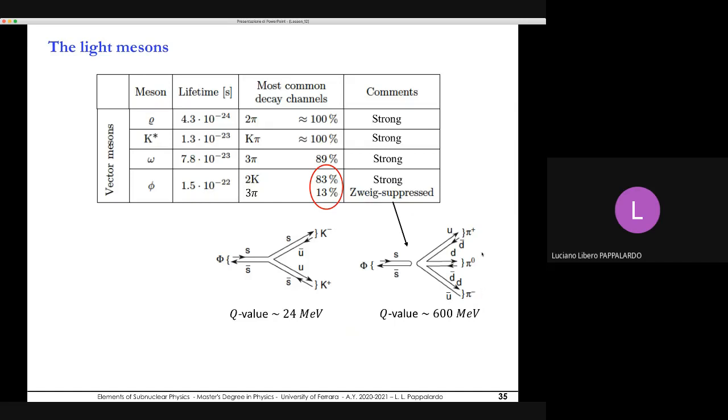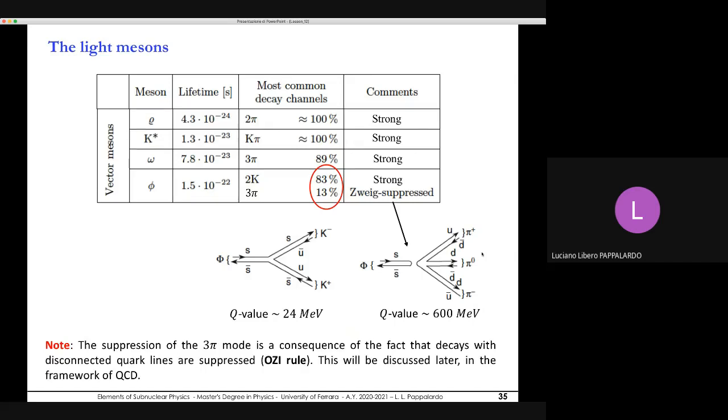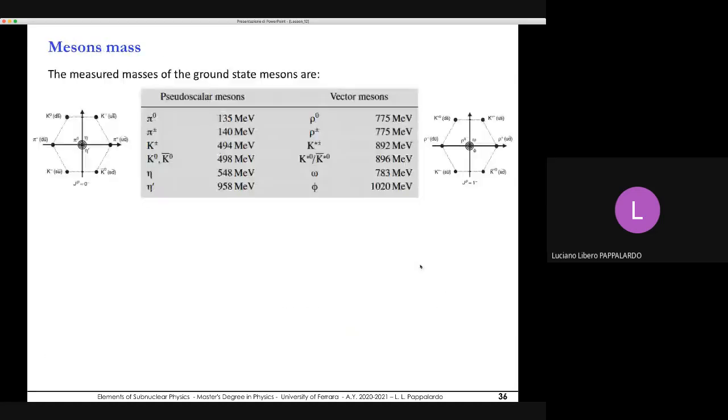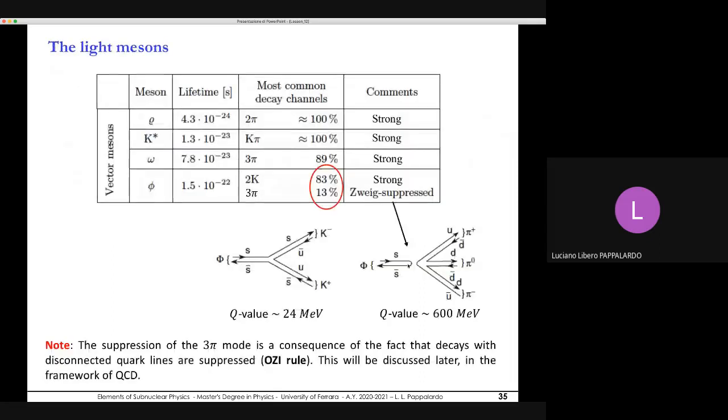So the decay into the two kaons is much more probable than the decay into the three pions. The suppression of the three pion mode is a consequence of the fact that this decay, as you can see here, involves disconnected lines. There is a gap here. And as we will study next in QCD, the disconnected diagrams like this one are indeed suppressed by this rule, which is called the Okubo-Zweig rule. So we will come back to this issue in the QCD chapter, and we will understand where the problem is here.